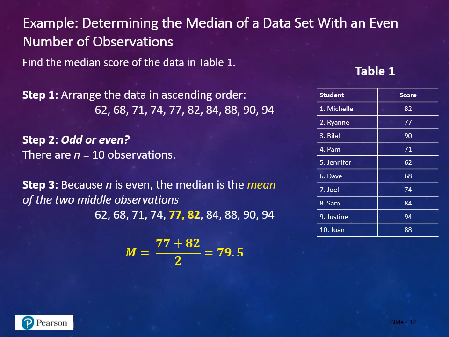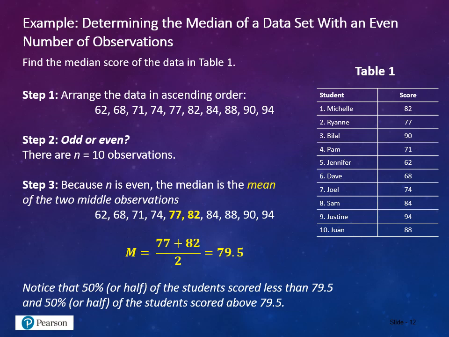And so if we did a histogram again, this would be the value directly in the middle of the histogram. Okay, so these are not so difficult to calculate. And again, even with this number, you can notice that half of the students scored less than 79.5, 1, 2, 3, 4, 5, and half of the students scored above 79.5, 1, 2, 3, 4, 5. And that's the idea of the median. It's the middle value of all of the observations.